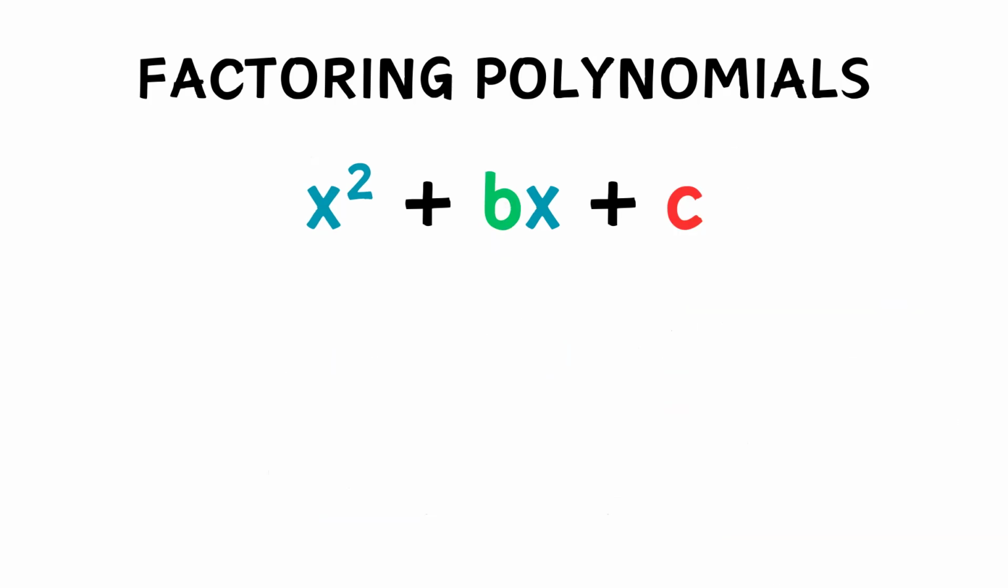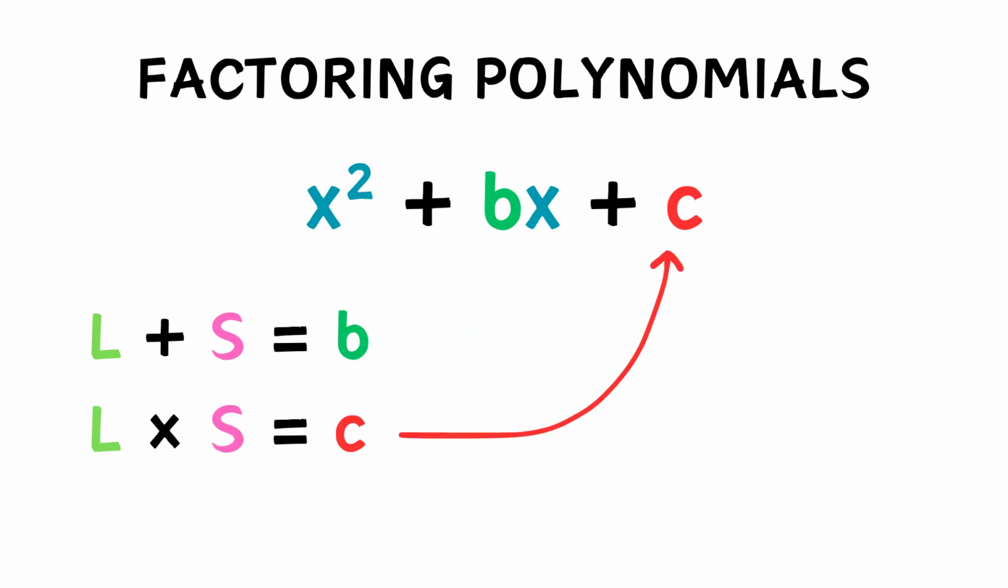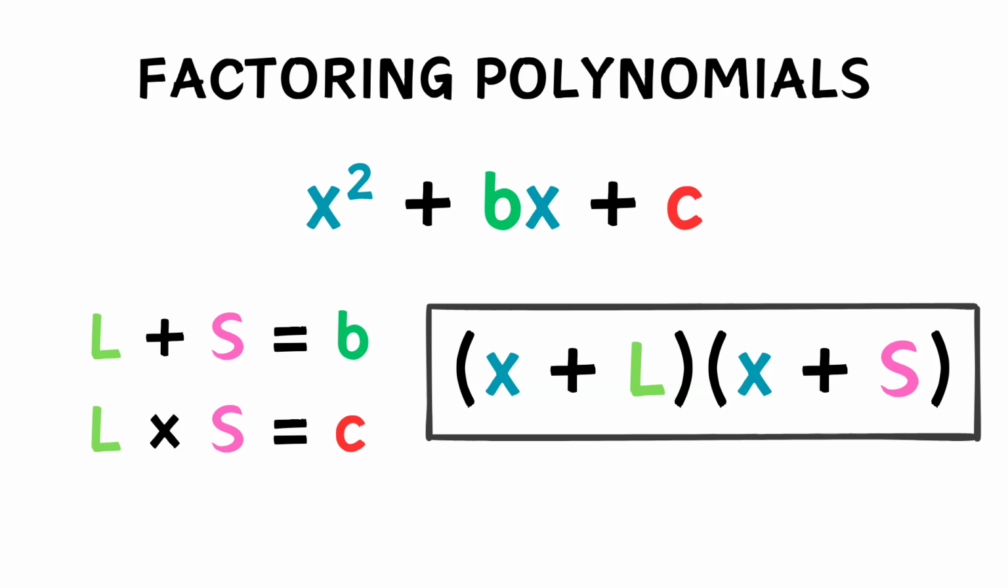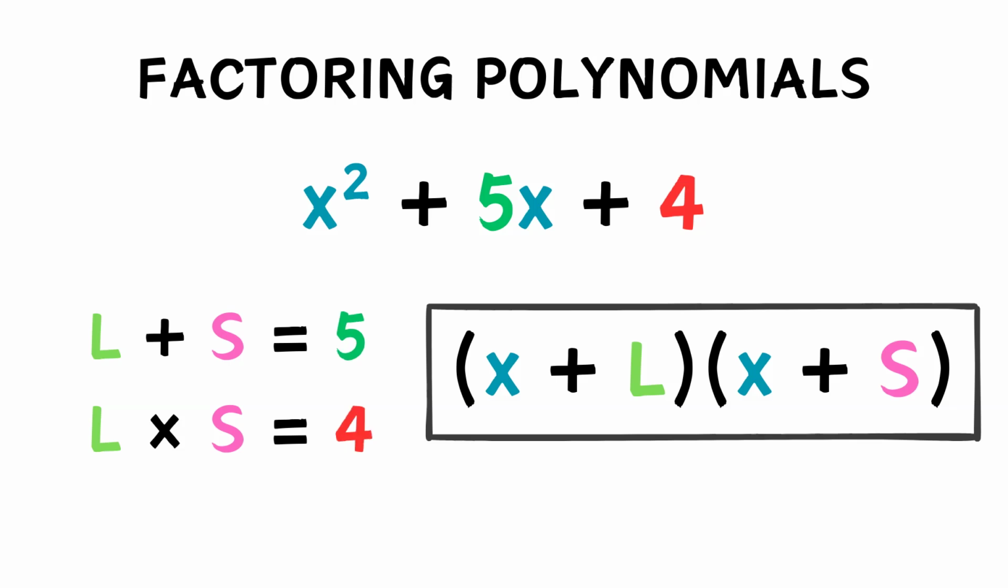To factor a polynomial in the form x squared plus bx plus c, we need to find the two numbers, let's call them L and S, whose sum is b and whose product is c. Then, the factored polynomial is simply (x plus L) times (x plus S). For example, let's try to factor x squared plus 5x plus 4. Here, b is 5 and c is 4. So we need to find the two numbers whose sum is 5 and whose product is 4.